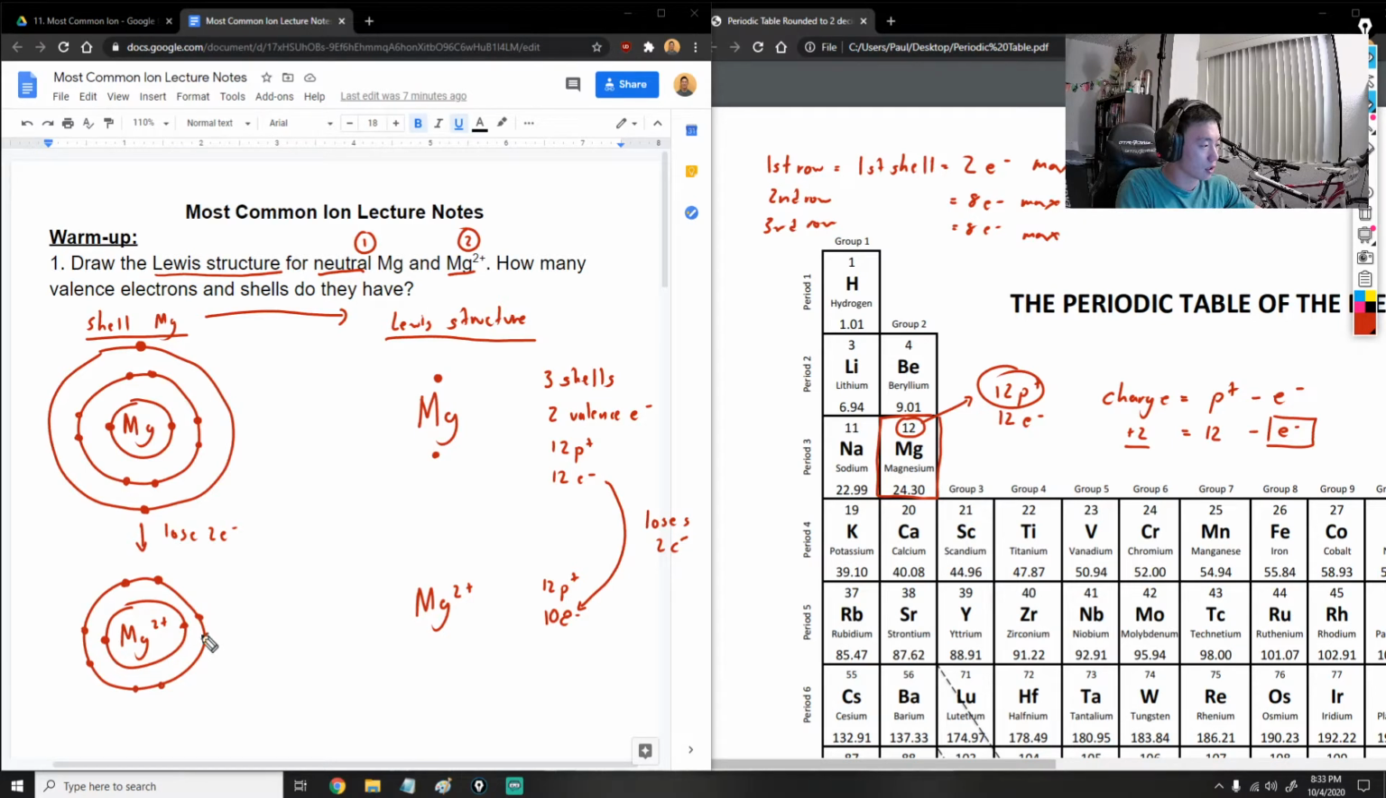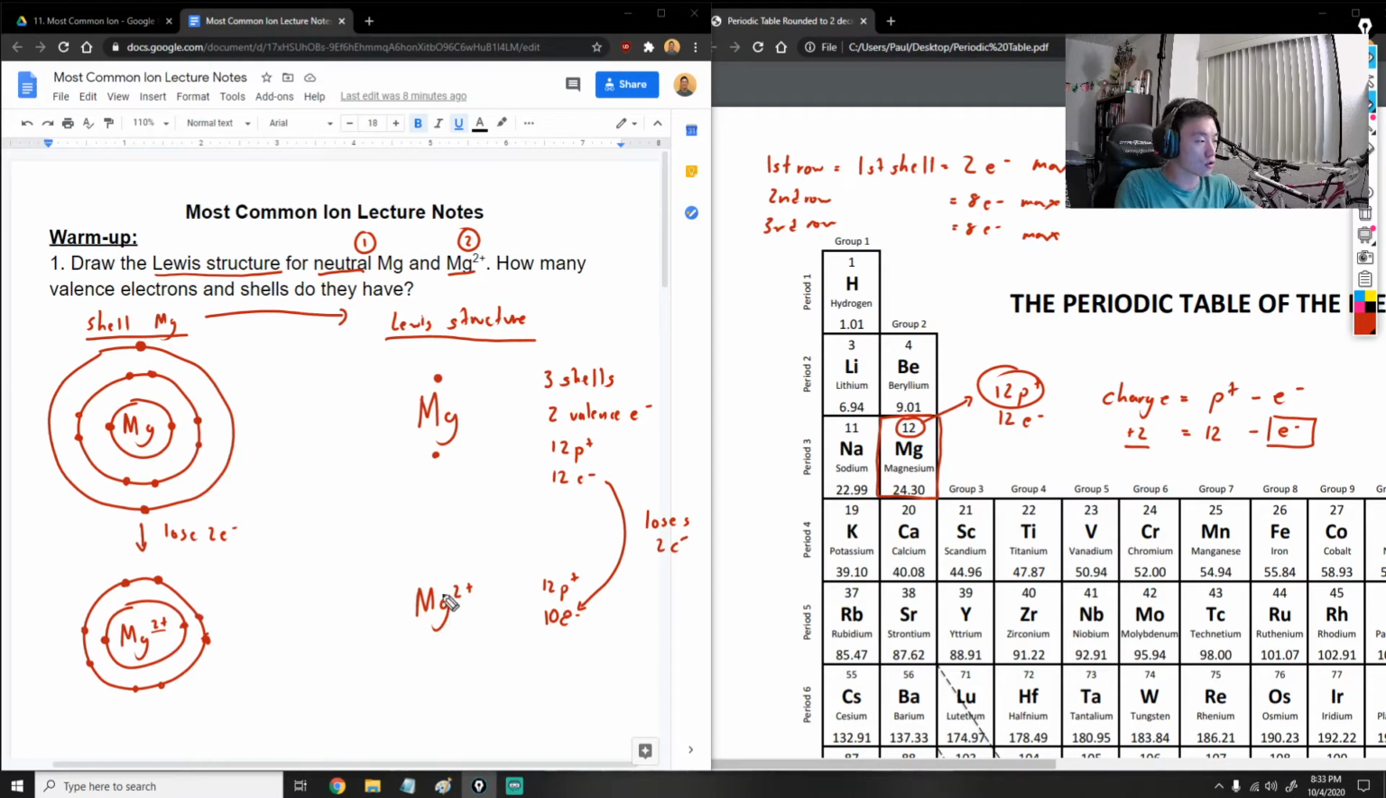Okay, so again, if we take away 2 electrons here, if we take away electron 1, 2, we only have this, which is Mg2 plus. Now, one thing I do want to mention, because I've noticed some people in their assignments haven't been doing this, you have to write the charge in the middle of the shell structure and the Lewis structure.